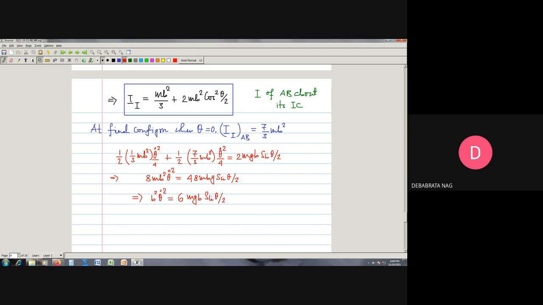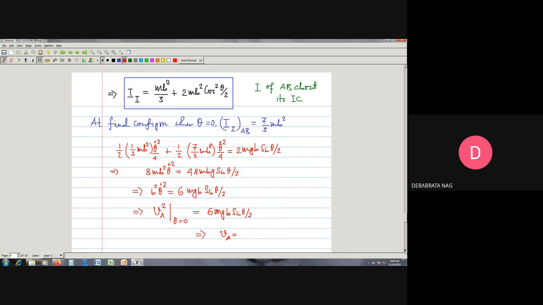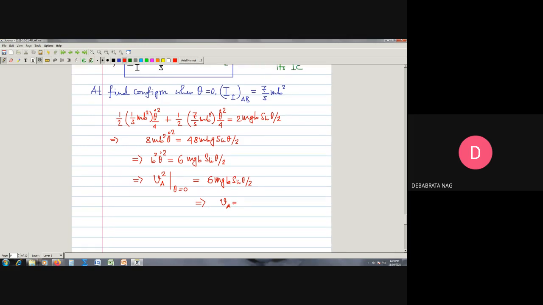So ultimately, this is representing the velocity of point A at theta equal to 0. So this is theta equal to 0. So we see that this equation becomes 6 mgb sine theta by 2. So we can write from here that VA is going to be equal to root over 6 mgb sine theta by 2 in the downward direction.